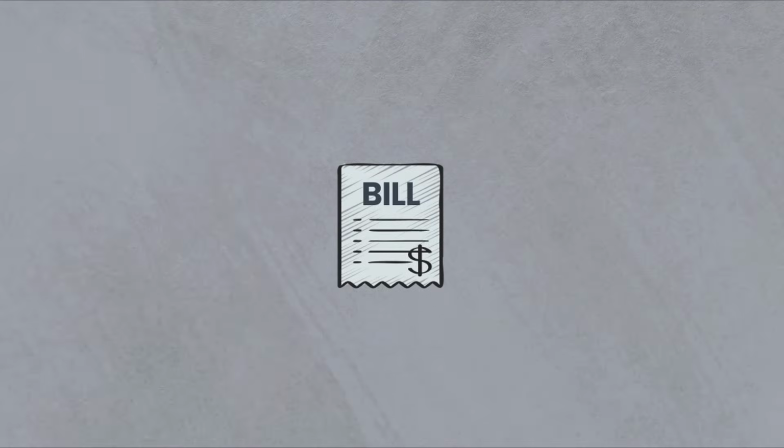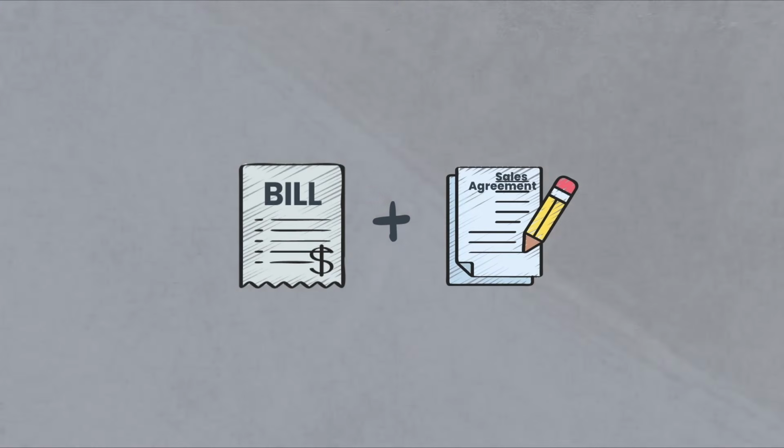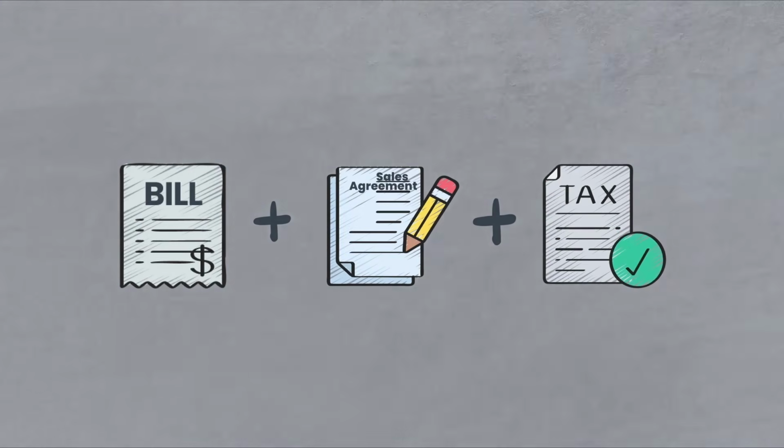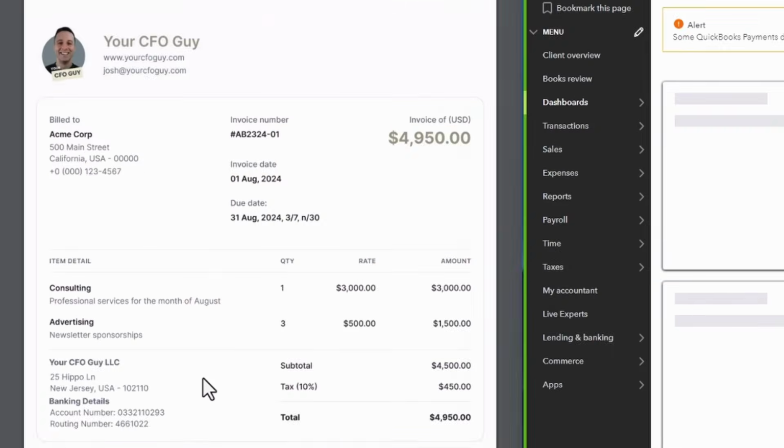Okay, so now that you have a bill from a vendor, a reference to some sort of authorizations to do business with this vendor, and their tax details, it's time to get this bill into your accounting software. Now, I'll start off by showing you how to upload a bill using one of the most popular accounting softwares, QuickBooks Online. So here I'm in QuickBooks Online. Now, in reality, this is a bill that I sent over to this customer over here, Acme Corp.